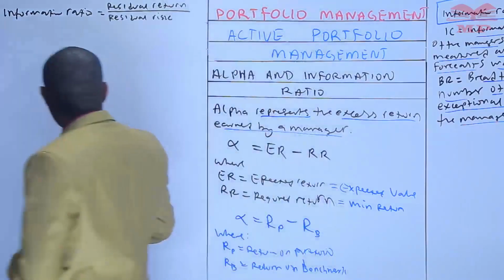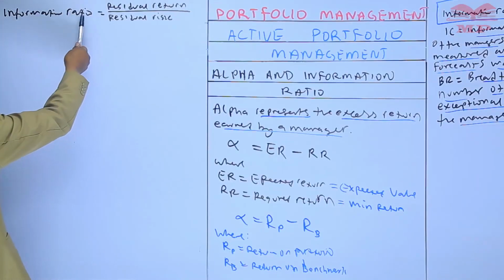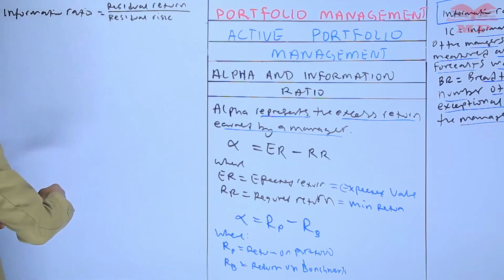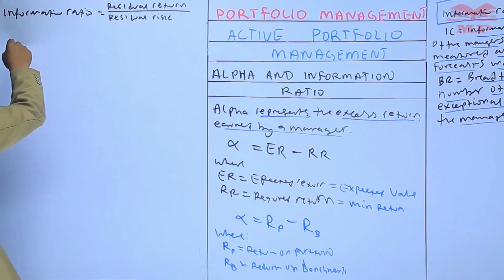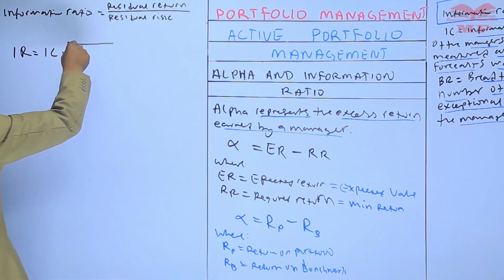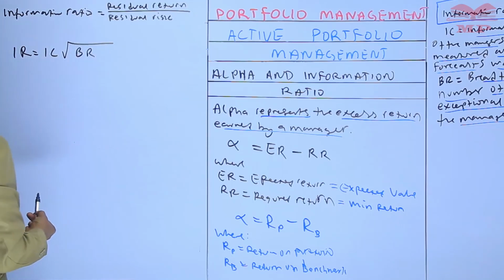Let's do it over here. We obviously cannot use the formula for residual return divided by residual risk, which are based on an annual basis. So we are going to use the other information ratio formula that we already know. Information ratio is given as IC times the square root of the breadth of the market. And of course, we provided a description about the information coefficient and the breadth of the market.